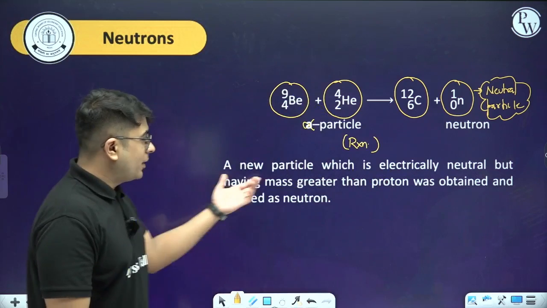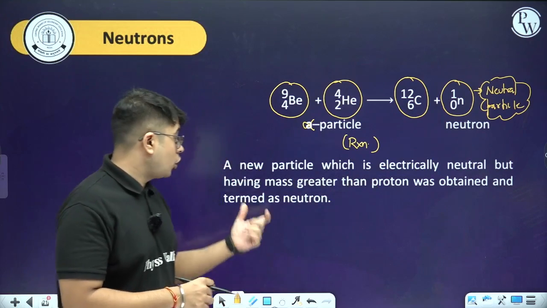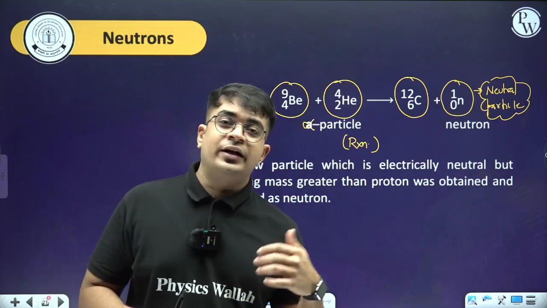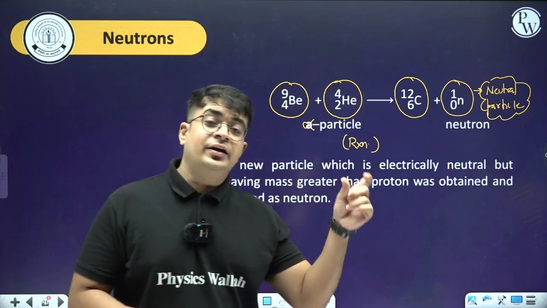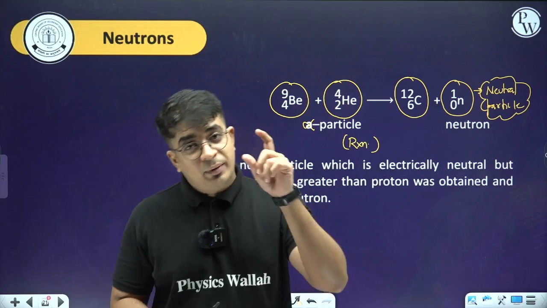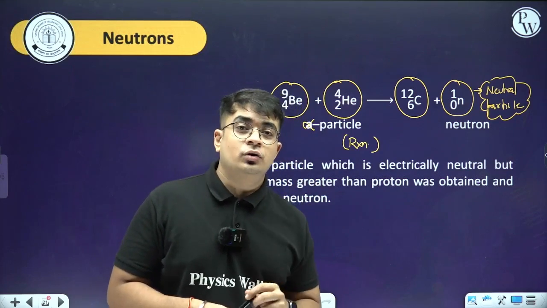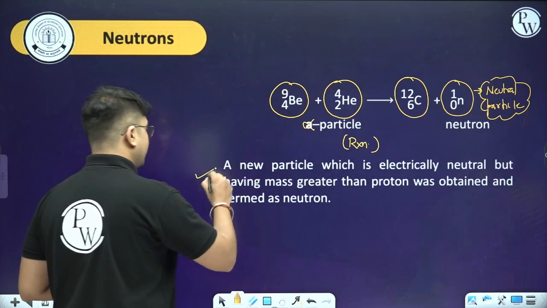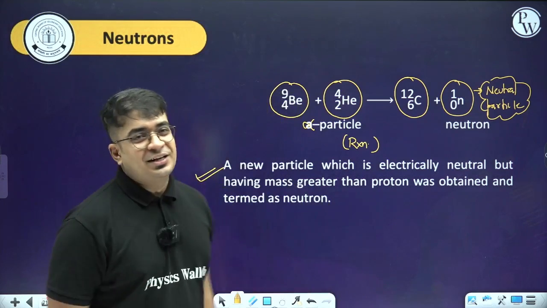Okay, a new particle which is electrically neutral but having mass greater than that of proton was obtained and termed as neutron. And that's why every time when you were using a different type of gas in the anode ray experiment, you were getting a different e/m ratio, because protons are also present, they have mass, but neutrons are also present which have a certain mass, and that's why this e/m ratio was different for every type of gas. I hope this entire portion is clear. Now we know the entire idea about electrons, protons as well as neutrons.